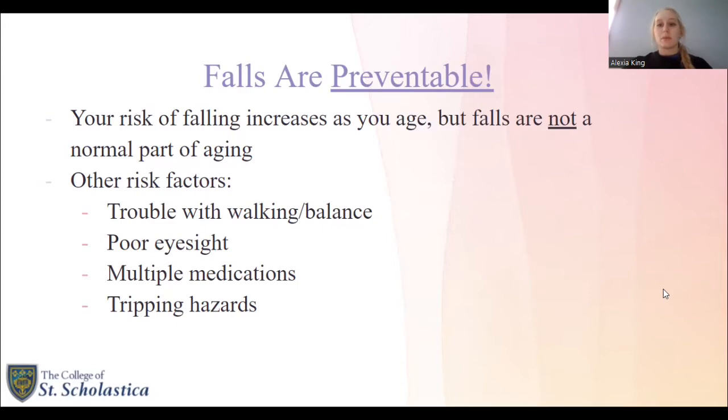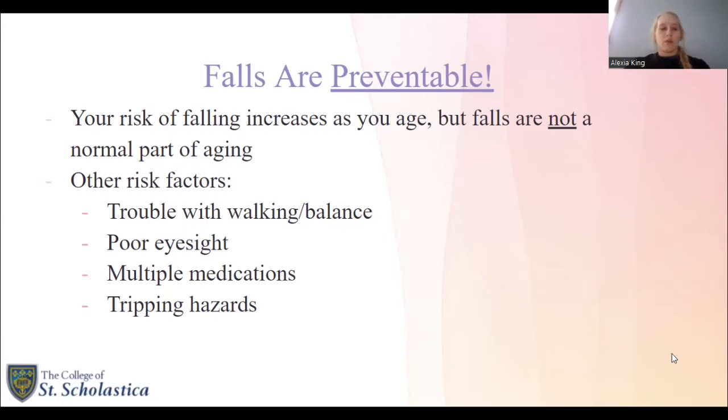Next, we have multiple medications. So any medication that you're taking will have some kind of reaction in your body. And the more medications you're taking, the more likely they're going to interact with one another inside of your body. And these interactions could have an effect on your balance and coordination, and it could increase your risk of falling. So, just being aware of the different medications you're taking and the effects that they might have.